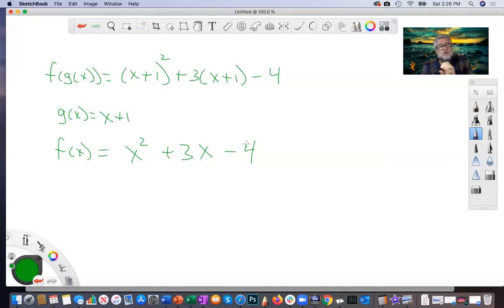Now, are there other ways to write this? Yeah, there probably are. But that's the simplest, I think. And so that's one that we want to keep. Let's see if there's another example.